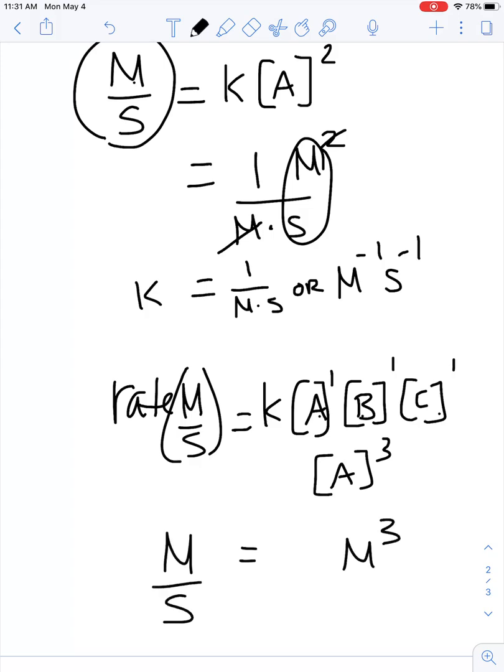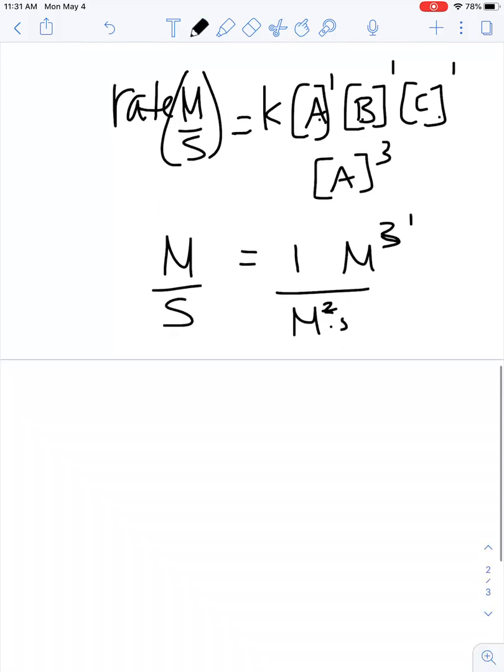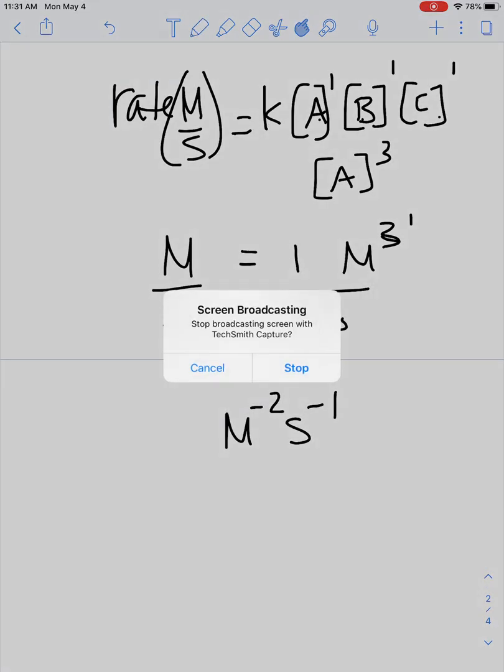Our units of rate are molarity per second. So in order for that to work out, we're going to need the units of k to be molarity to the minus 2, times second to the minus 1, so that it cancels out to molarity per second. So if we had third order, our rate constant would be molarity to the minus 2, second to the minus 1. So I hope that helps.